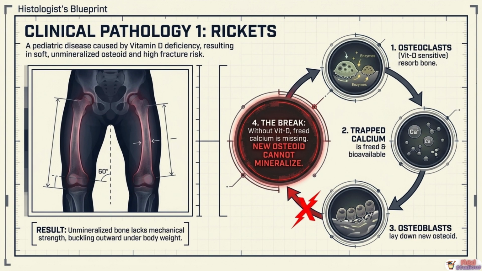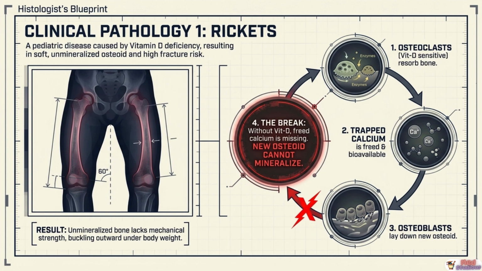Now we connect the cellular machinery to real disease. And the first case study is Rickets, one of the most historically significant and globally prevalent childhood bone diseases. Rickets is fundamentally a failure of osteoid mineralization in children, caused primarily by vitamin D deficiency. To understand why, you need to understand what vitamin D normally does in bone metabolism.